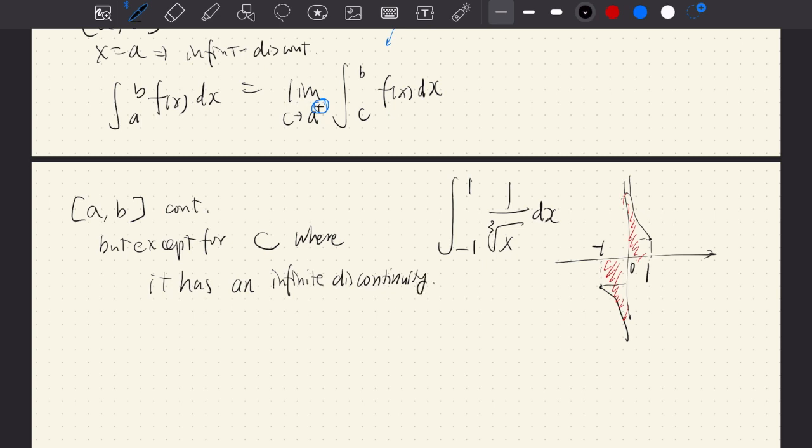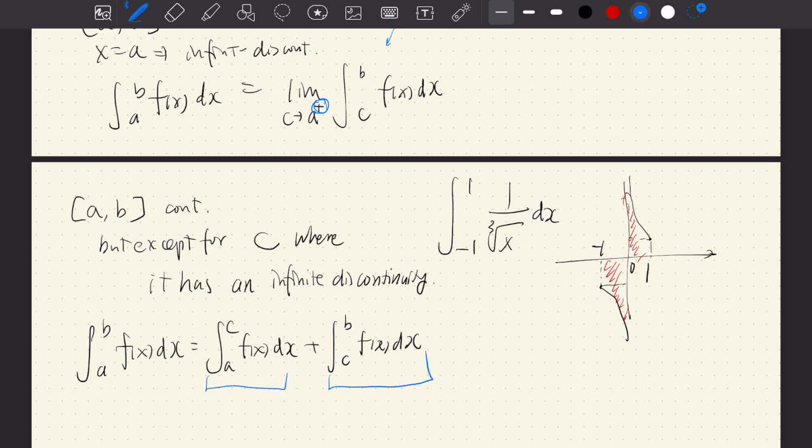Okay, in this case, when we write the integral from a to b of f of x dx, this is actually defined as the integral from a to c plus the integral from c to b. Notice that because f of x has an infinite discontinuity at c, the two integrals on the right hand side are also improper integrals.